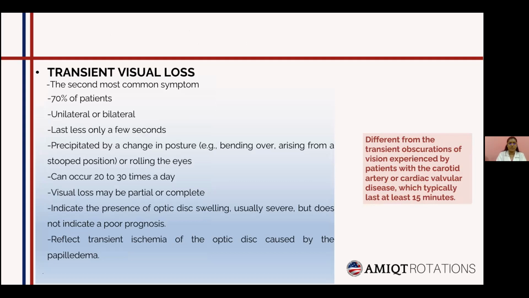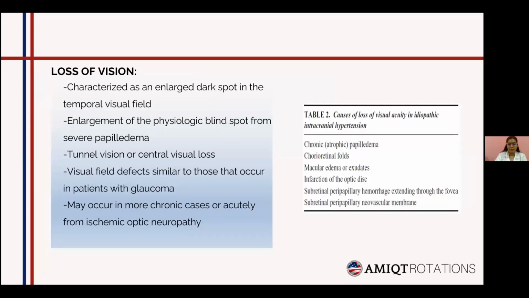The visual loss in patients with IIH is mostly precipitated by change in posture, like bending over or rising from a sitting posture, or rolling their eyes. The frequency can vary, but it can go up to 20 to 30 times a day. This visual loss can be partial or complete. The presence of transient visual loss usually indicates the presence of severe papilledema, and it reflects a transient ischemia of the optic disc caused by papilledema.